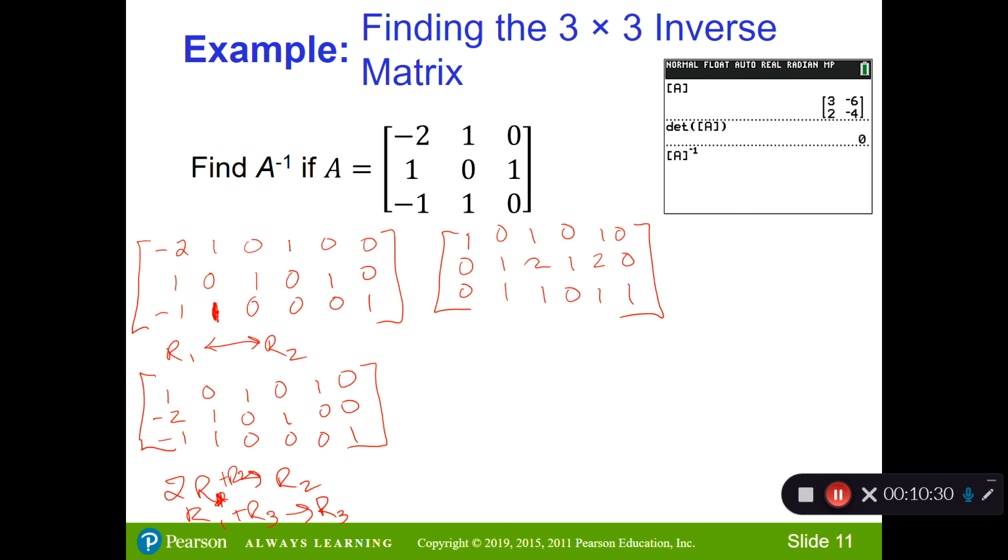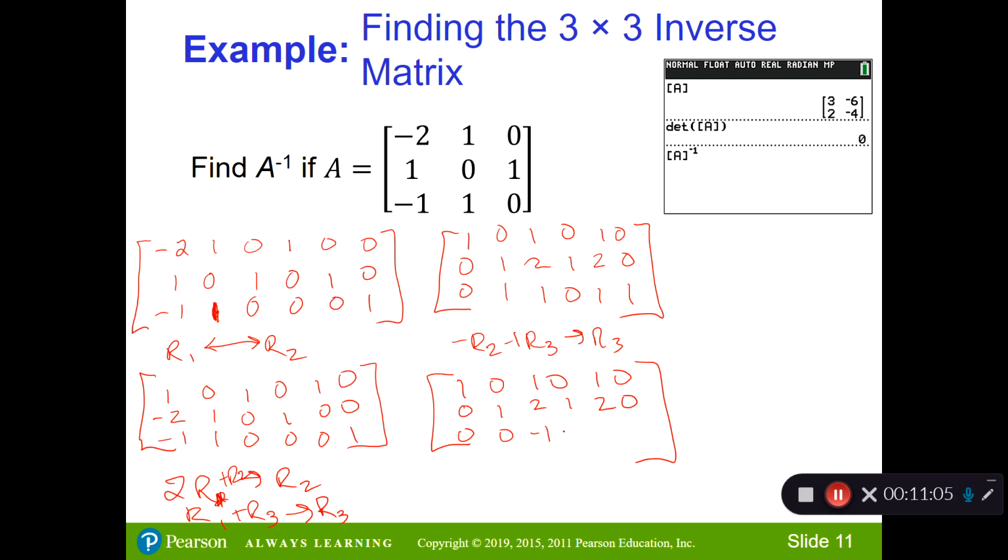Now, I've got 1 here, 0's beneath, we're good. I've got a 0 here, a 1 here, I need a 0 here. So I'm going to do negative row 2 plus row 3 and put it back where row 3 is. So the first two rows stay the same. 1, 0, 1, 0, 1, 0, and 0, 1, 2, 1, 2, 0. All right, now, 0 added to 0 is 0. Negative 1 added to 1 is 0. Negative 2 added to 1 is negative 1.